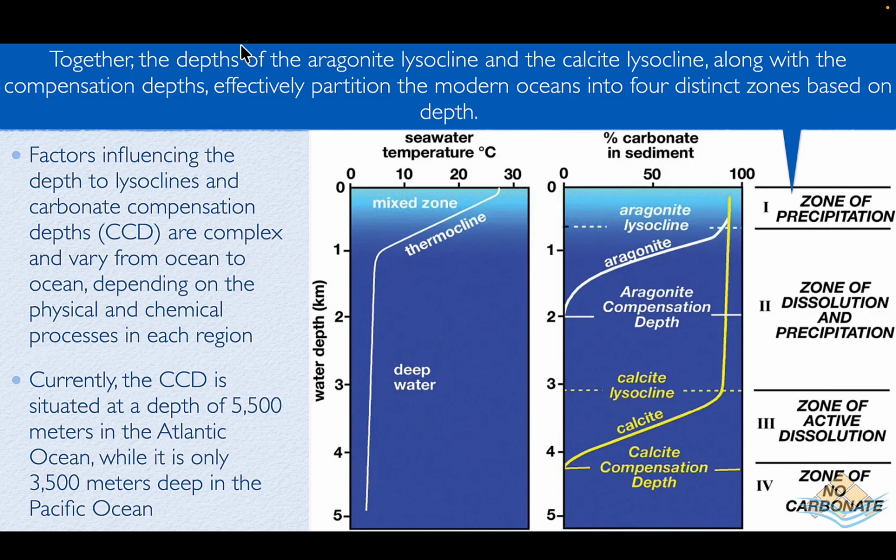With that in mind, we can think about dissolution of the two main marine minerals that we see in the world's oceans today, aragonite and calcite. They have differing solubilities. There's an aragonite lysocline that's much shallower. Remember, the lysocline is the depth where we start to see the dissolution of that mineral phase. The aragonite lysocline is much shallower than the calcite lysocline. Likewise, the aragonite compensation depth is much shallower than the calcite compensation depth.